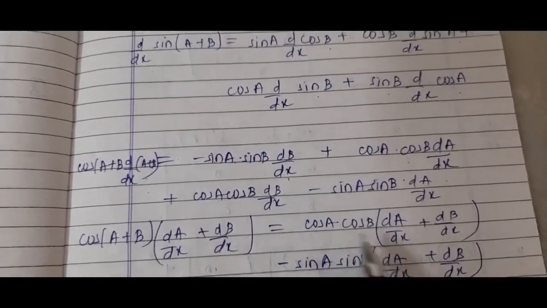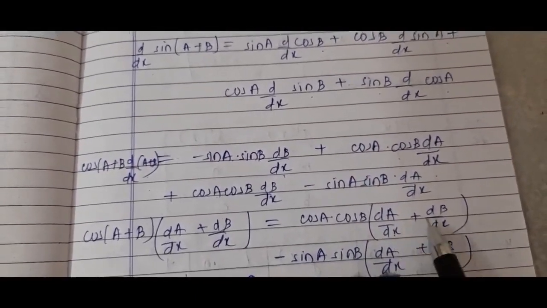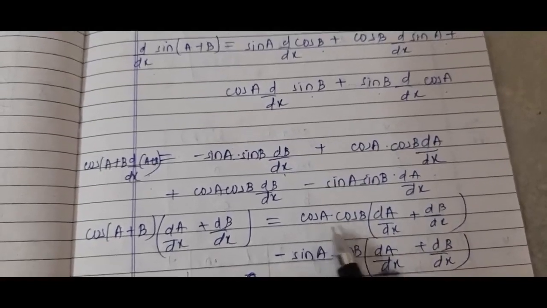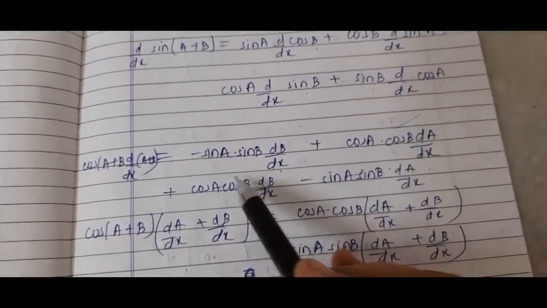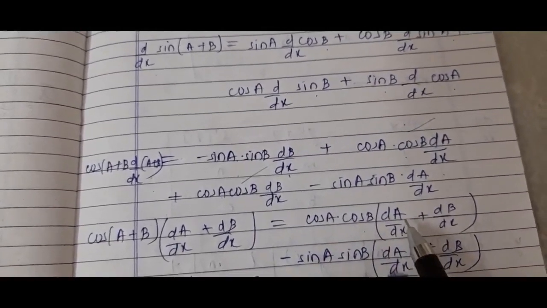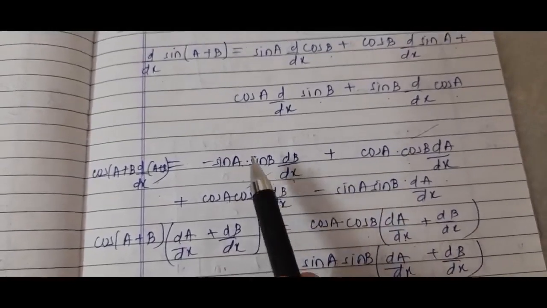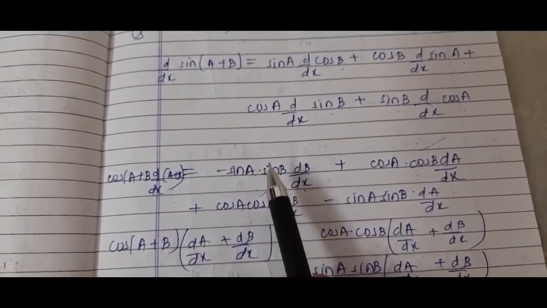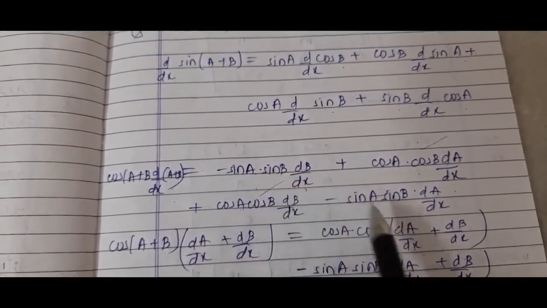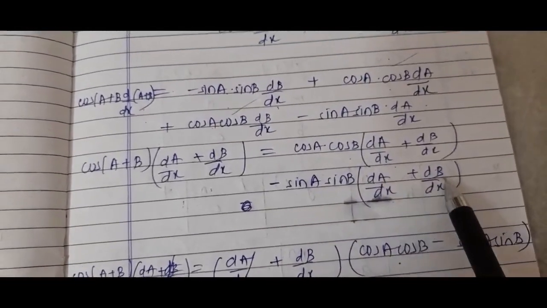Now we will take whichever terms have dA by dx plus dB by dx common, cos a cos b. So we will take this term and this term together, and taking cos a cos b common, in the bracket we will get dA by dx plus dB by dx. And taking common sin a sin b from the first and the fourth term, minus sin a sin b, we will get dA by dx plus dB by dx.